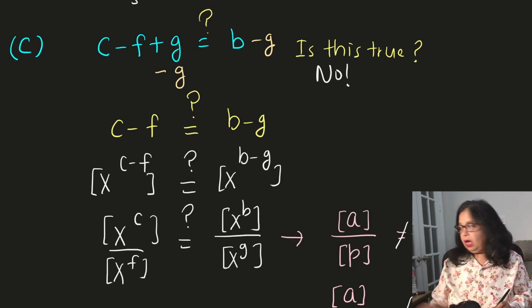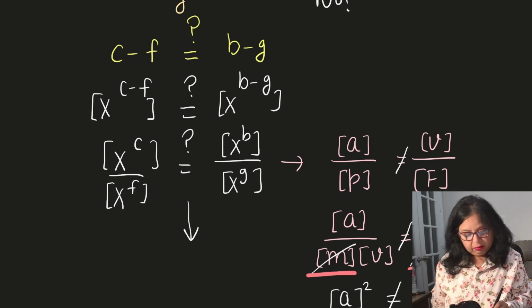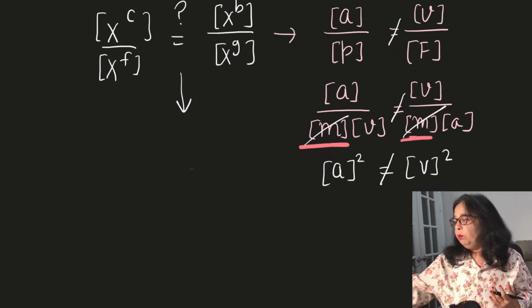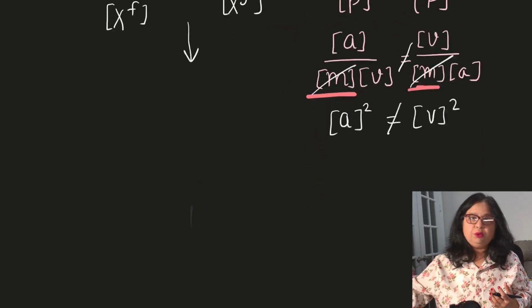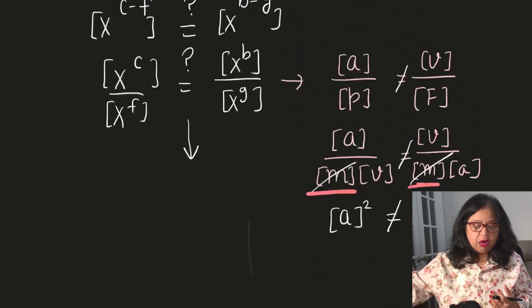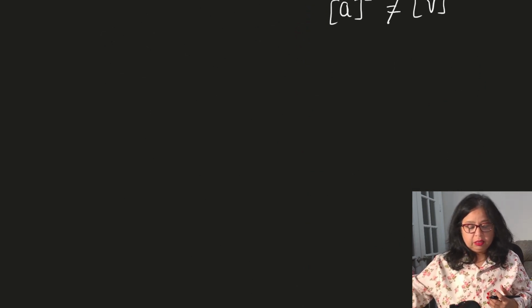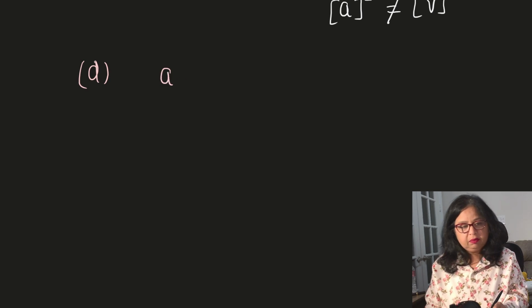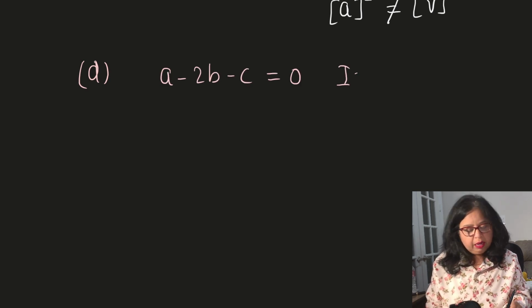I mean, I could have carried this further and solved it in terms of M, L, and T, but do I really need to? No, I do not need to. So option C is incorrect as well. Moving on to option D, which says A minus 2B minus C equals 0. Again, is this true?